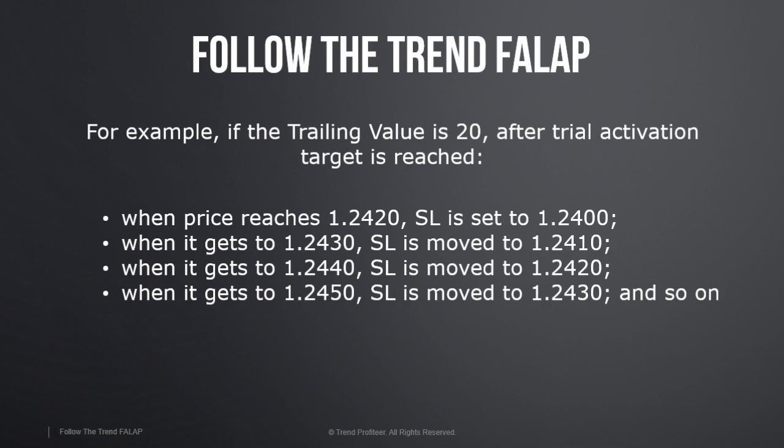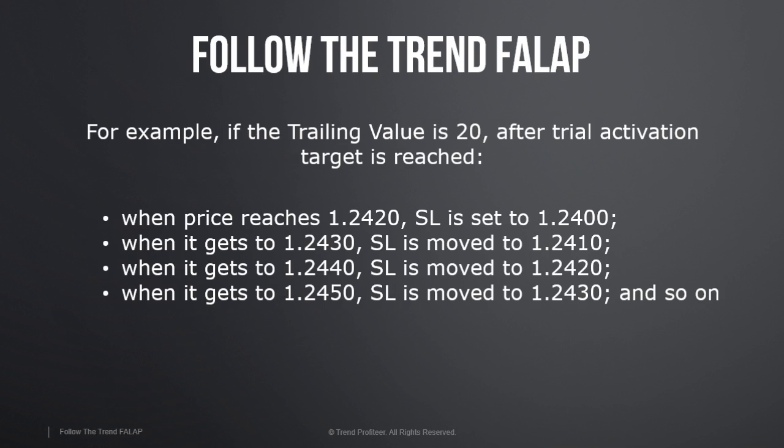So what it does is, every time the price moves by half of the value of 20 in this case, the trailing stop is moved 20 pips from that current price.